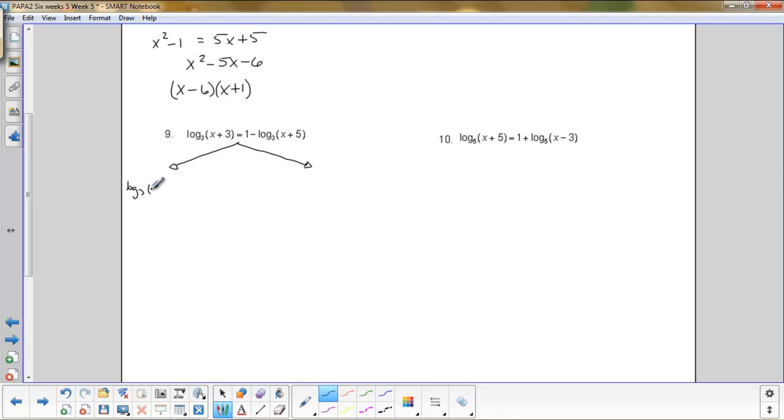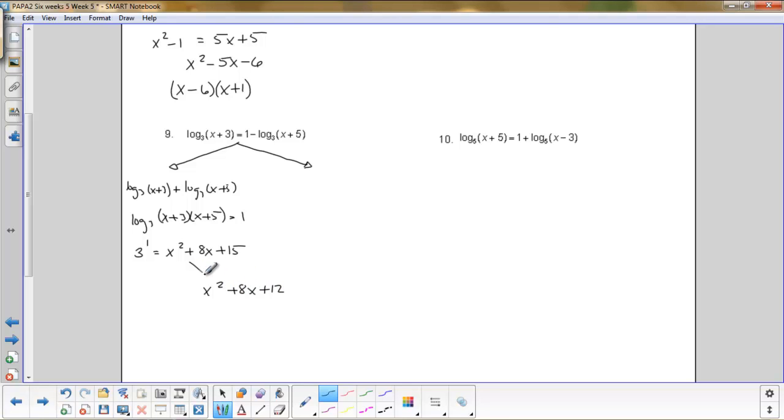Log base 3 of x plus 3 plus log base 3 of x plus 5. That gives me log base 3 of x plus 3 times x plus 5 equals 1. 3 to the first power equals x squared plus 8x plus 15. Subtracting 3 from both sides gives me the factorable trinomial of x squared plus 8x plus 12.